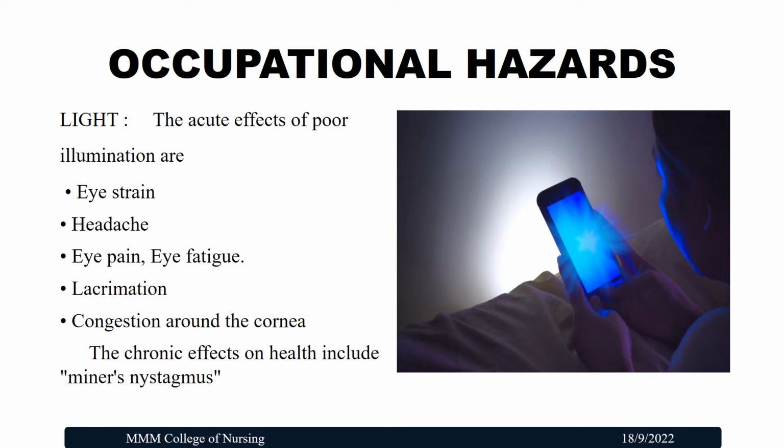Light. The acute effects of poor illumination: the person may develop eye strain, headache, eye pain, eye fatigue, lacrimation, congestion around the cornea. The chronic effects on health include minor nystagmus.